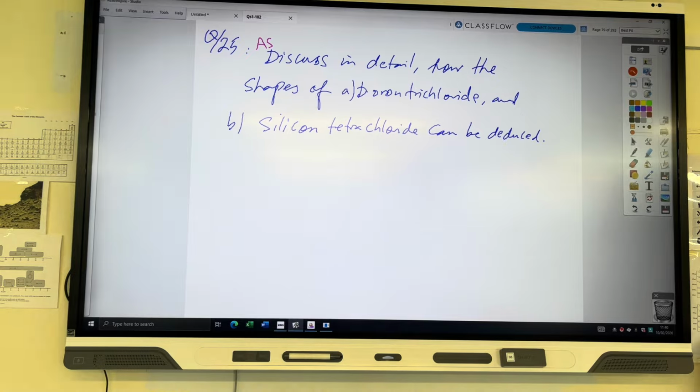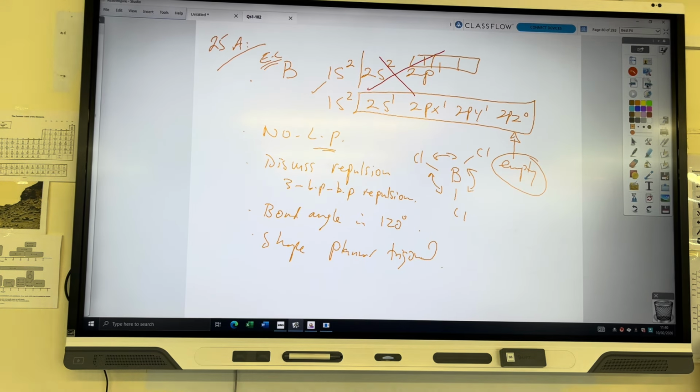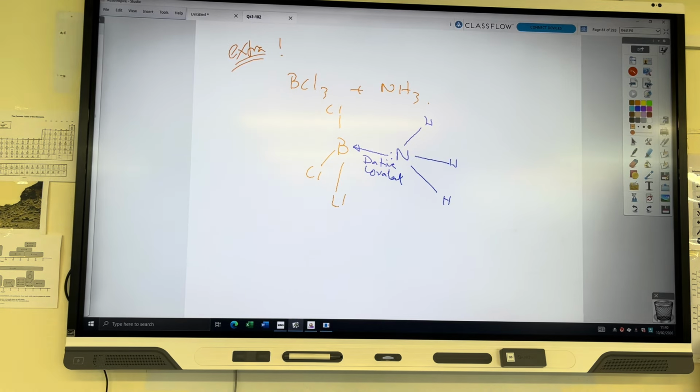Question 25. Discuss in detail how the shapes of A, boron trichloride, and B, silicon tetrachloride, can be deduced. Four minutes. 4 to 5 minutes for this, yeah.